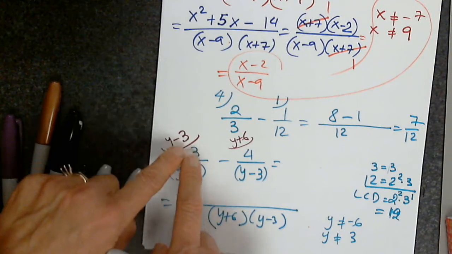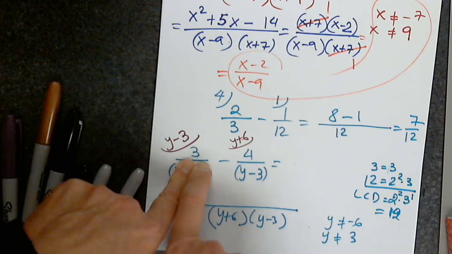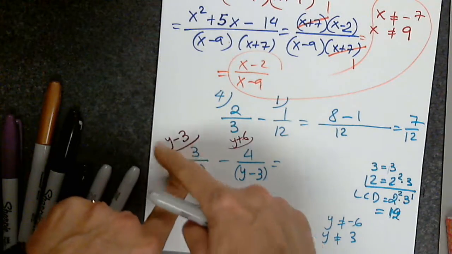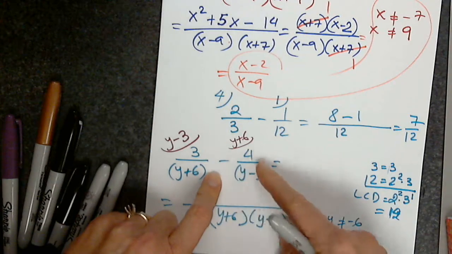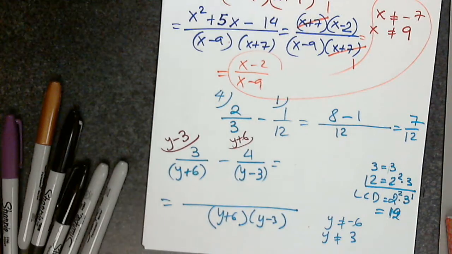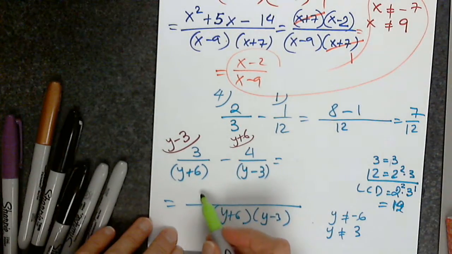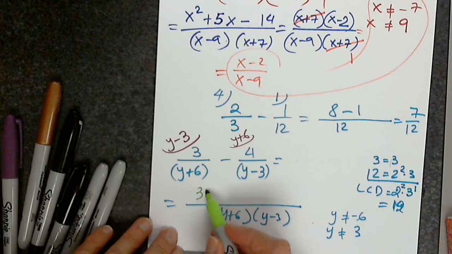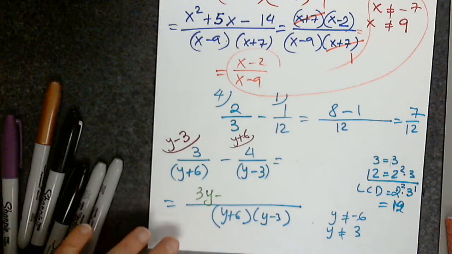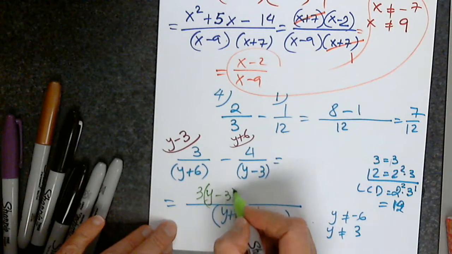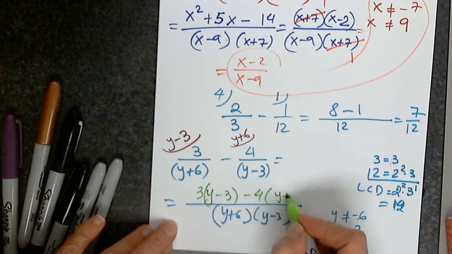So y minus 3 gets multiplied by 3. In other words, I have to distribute it to both terms. And the same here, negative 4 gets distributed to those two terms. So when you're ready, dictate the numerator. 3 parentheses y minus 3. Right. I would like to write, so let me write it with parentheses. Minus 4, y plus 6.